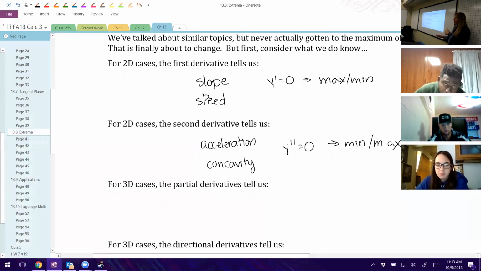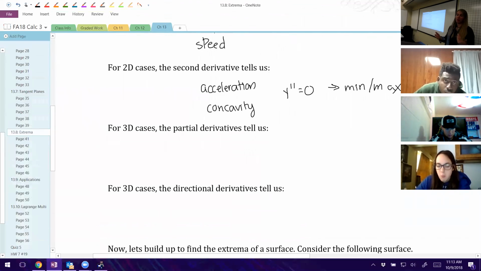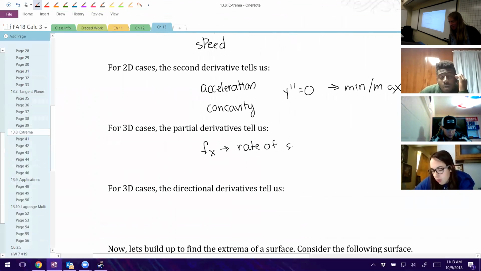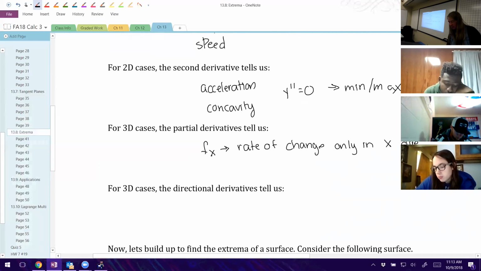In 3D cases, we're not going to talk about the same exact parallels here, but what we know about 3D cases is partial derivatives. What do partial derivatives tell us? So let's be specific. What's the partial with respect to x tell us about a function or about a surface? Yeah, so this is still a rate of change or a slope, but only in the x direction. And then similarly, the partial with respect to y, also a rate of change, but only in the y direction.